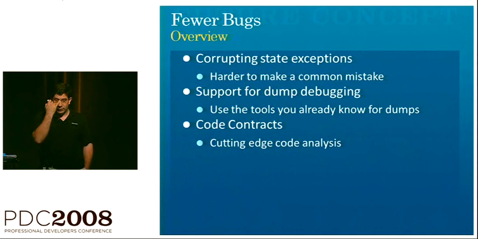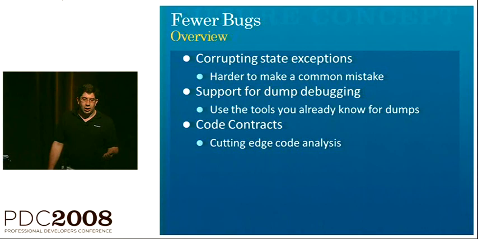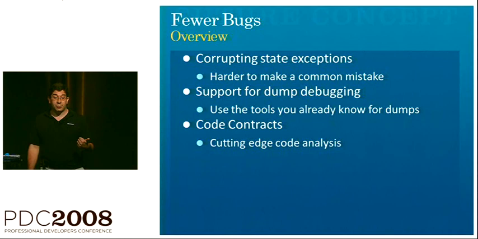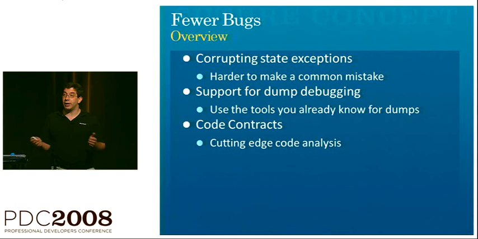The last thing I'm going to talk about is how we help you have fewer bugs. I'm going to talk about three things that we're doing here. The first one is corrupting state exceptions. I'm going to show you how we make it harder to make a common mistake. The next one is support for dump debugging. We're going to show you how to use the tools you already know and love for debugging your dumps. And finally, I'll talk about that code contracts work that I've mentioned a few times now. That's really cool, cutting-edge code analysis.